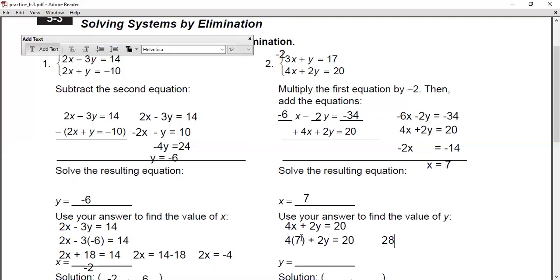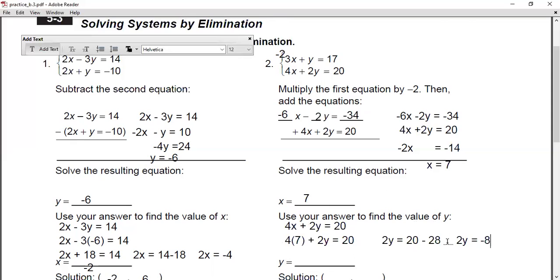That's going to be 2y equals 20 minus 28, because 4 sevens are 28. So when you move to the other side, that will become 20 minus 28. So what's the next step? That's going to be 2y equals negative 8.